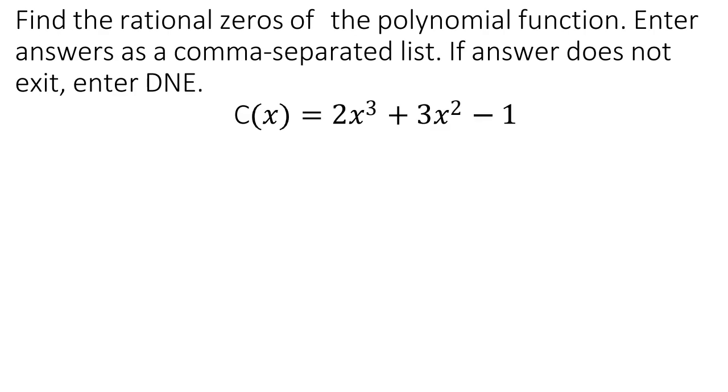All right, let's try it one more time. It says, find the rational zeros of the polynomial function and enter as a comma separated list. If the answer does not exist, answer DNE. Okay, so again, I'm going to use the rational zero test to find the possible zeros.